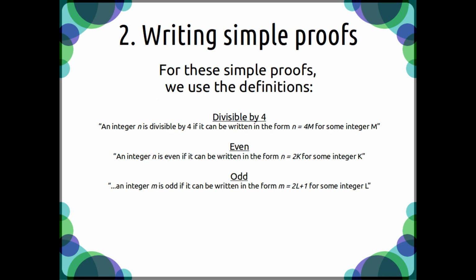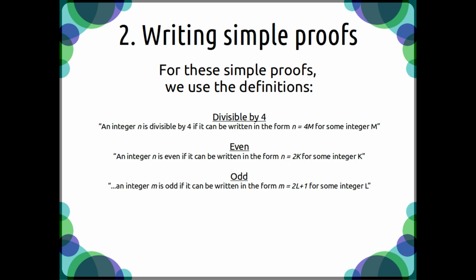So in order to do our simple proofs, we need to look at these definitions. First is if something is divisible by 4, and we can extend this to other numbers as well. Say we have an integer n, and it's claimed that n is divisible by 4. Well, in a proof, instead of writing n, we might write 4m, where m is some other integer, showing that n is equal to 4 times m.